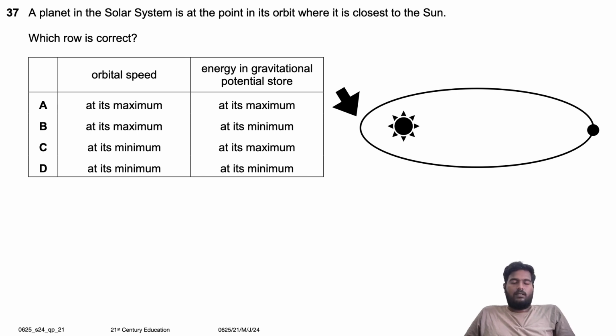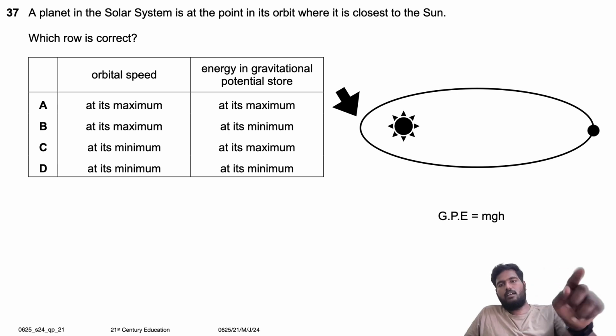Okay, we know that gravitational potential energy is mgh. So this g is not 9.8. This is the gravitational field strength of the sun, the acceleration due to gravity of the sun, that's different. So the planet will move slow, and when it goes near that point, it will move faster.